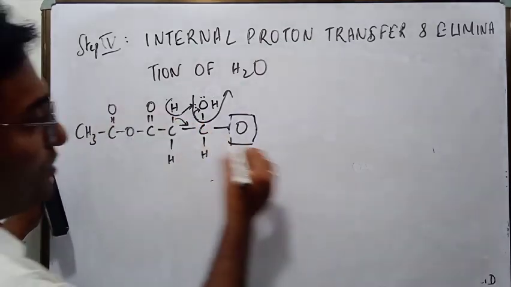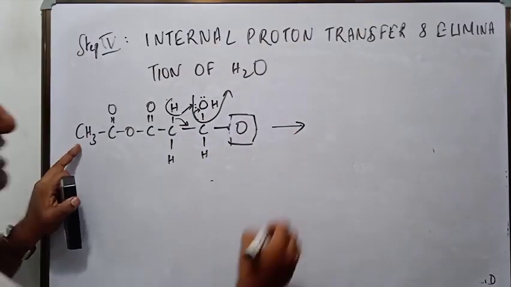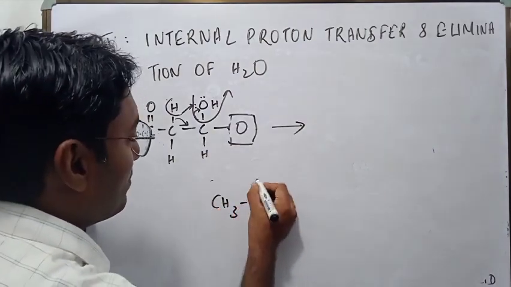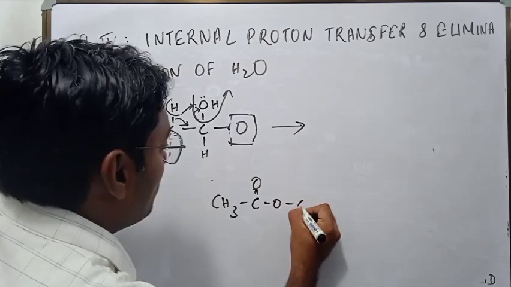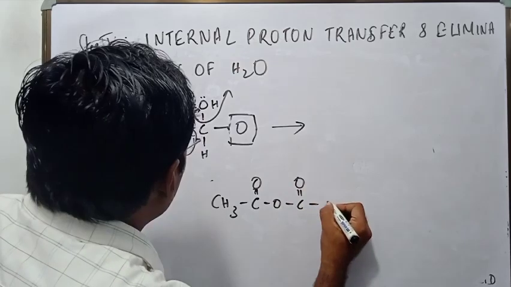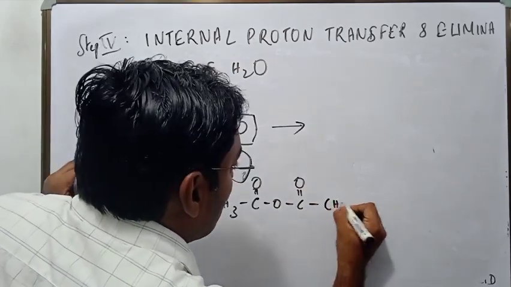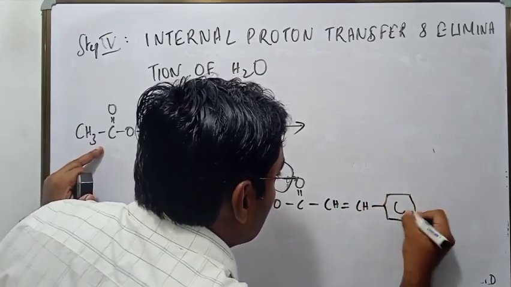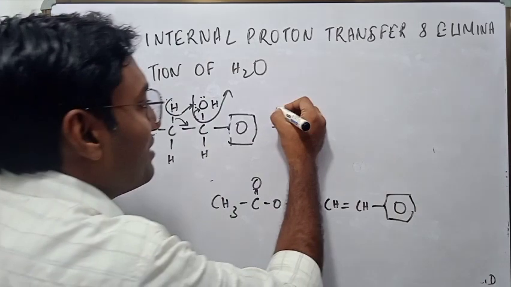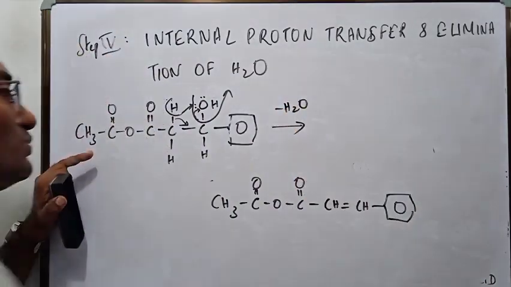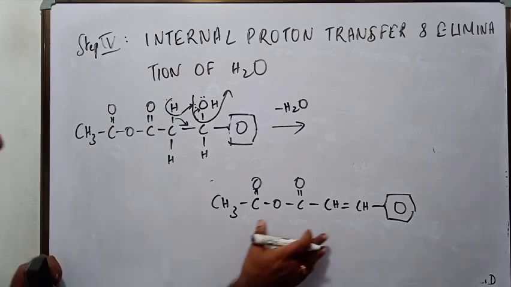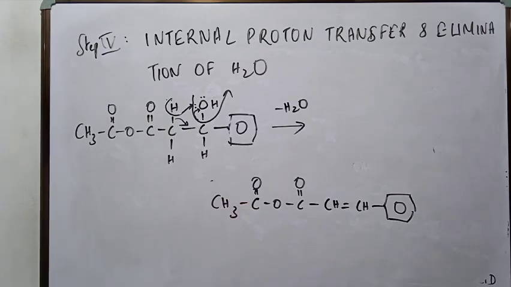So now what we get is CH3, C double bond O, O, C double bond O, CH double bond CH, and you get it like this. And what is coming out? Water, H2O. So a lot of H2O is generated in the process and you get a compound like this. So this is the fourth step.